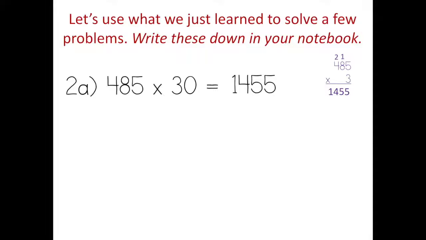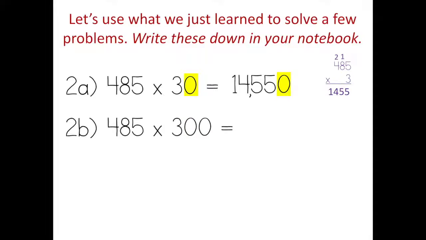It's not 485 times 30. Now I have to account for the place value. I wanted to multiply it times 30, not 3. So I'm going to need to add a 0 into my answer. Then I can add the comma and read my answer correctly, 14,550. All right, now I want you to try 485 times 300 on your own.